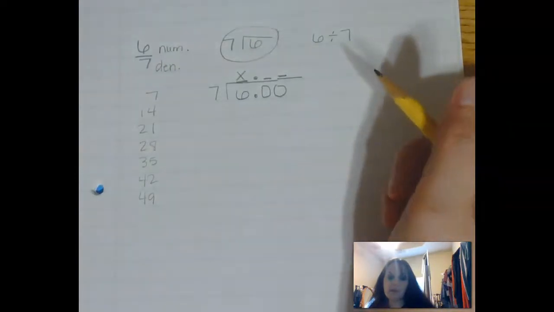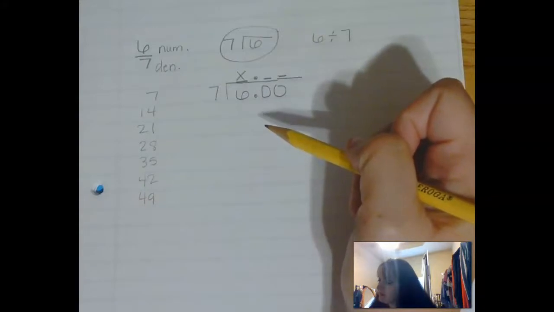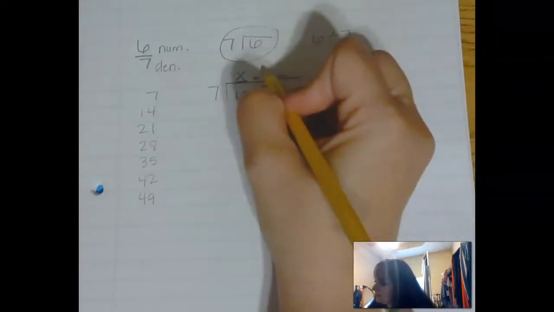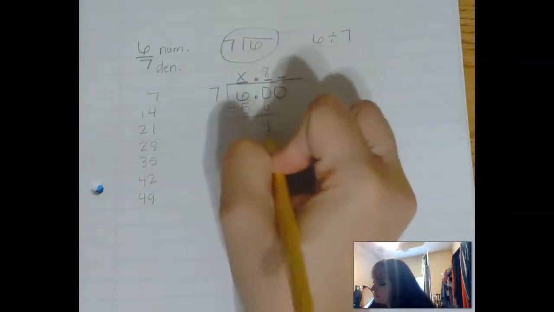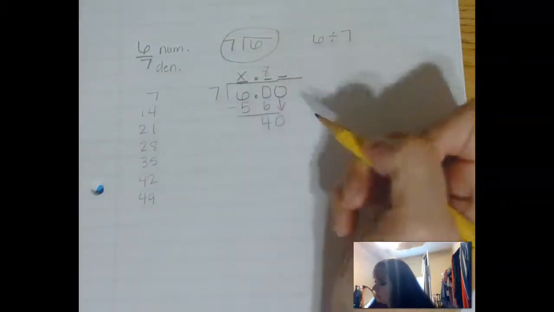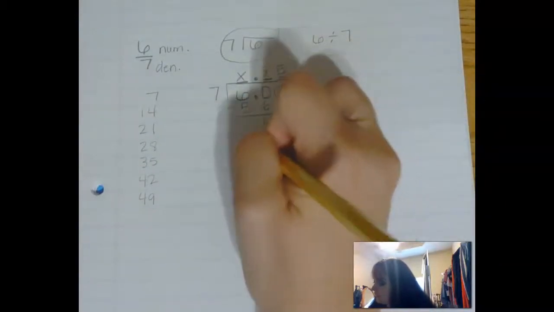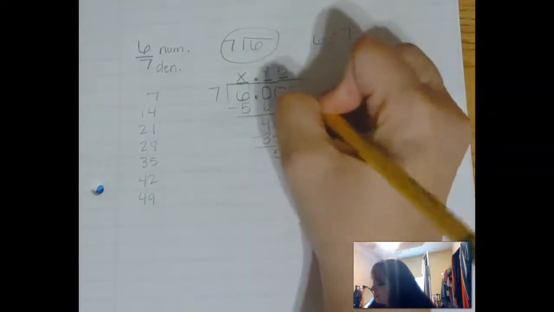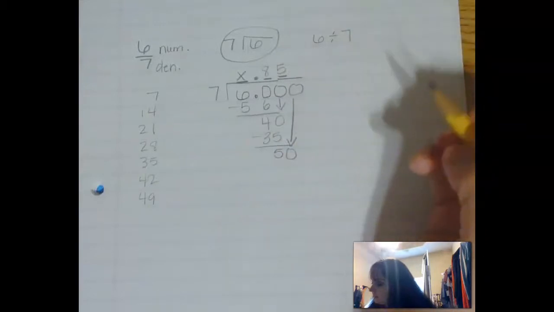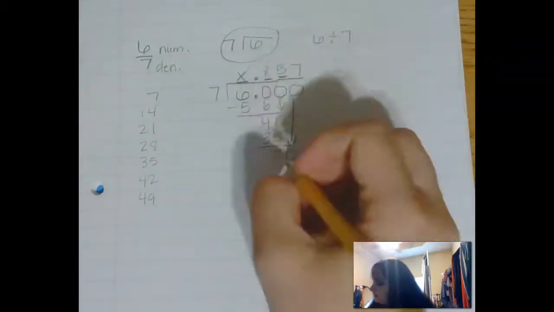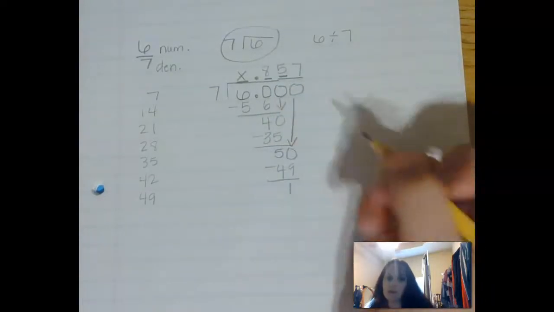If I have 6 wholes, I can't share it with 7 people, but if I have 60 tenths, I can share it. 8 times 7 is 56. 4, bring down, and that goes in 5, 35. I can add one more 0 just to see if I can get it to go away, and it does not look like I can. So it looks like I'm going to just have to keep going.